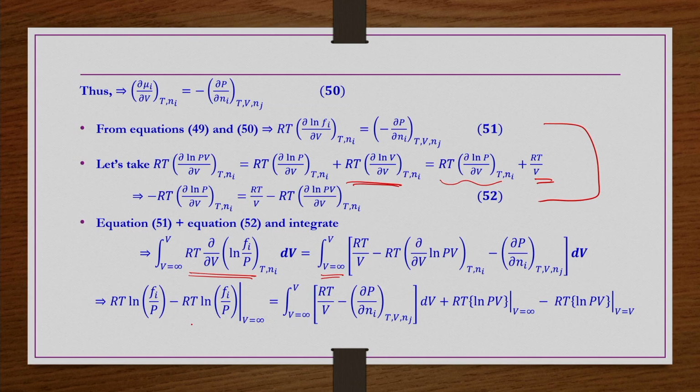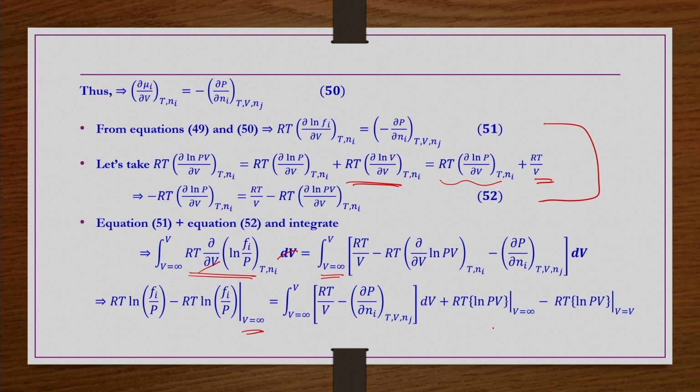Okay. Now, when you simply integrate this one, we will get RT ln f_i by y_i P here, because this dV is cancelled out, and f_i by y_i P at a certain volume we do not know. So, we are developing an expression as it is, and the lower limit is RT ln f_i by y_i P at V equal to infinity. At V equal to infinity, what is f_i by y_i P, that we have to find out, okay.